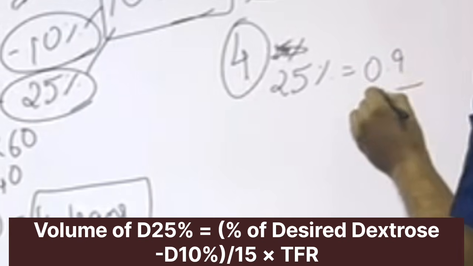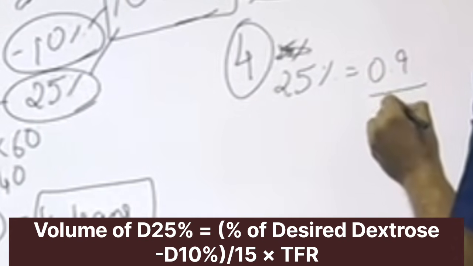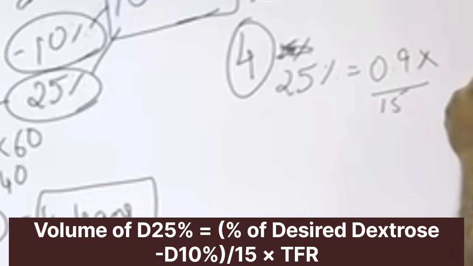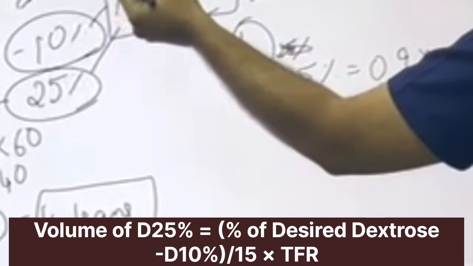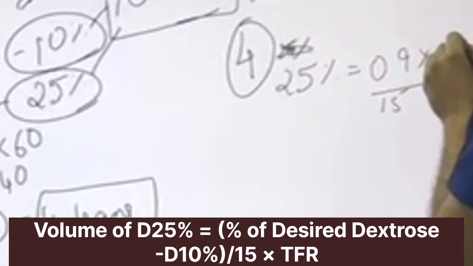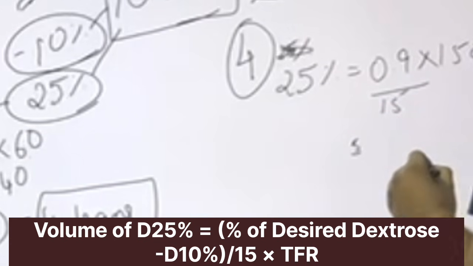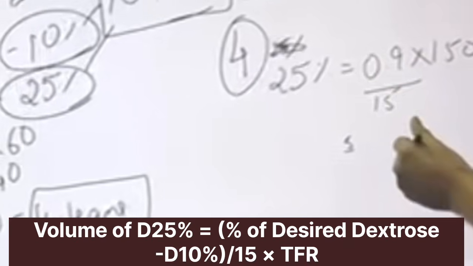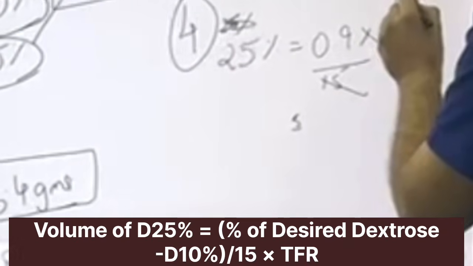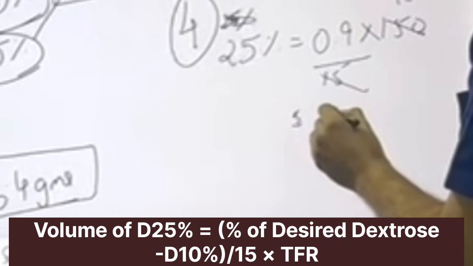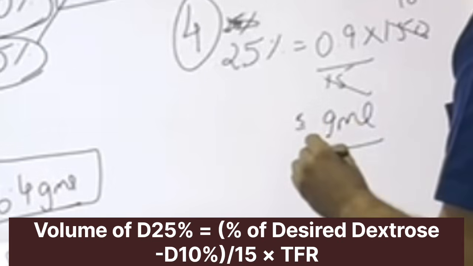ठीक है, divide by 15 into how much volume you have? 150. Okay, I will explain it the other way also. So this much, how much it is coming? 9 ml. ठीक है, so this gives me 9 ml.